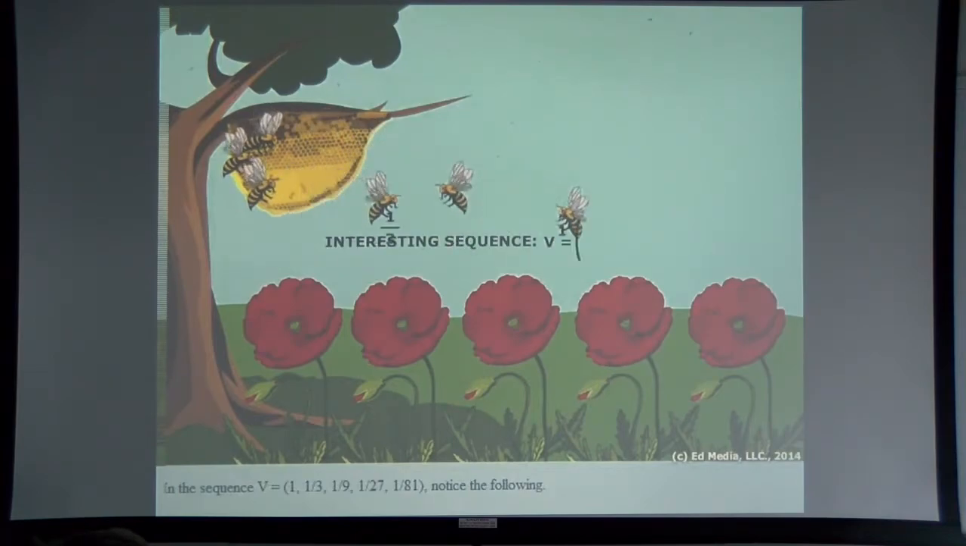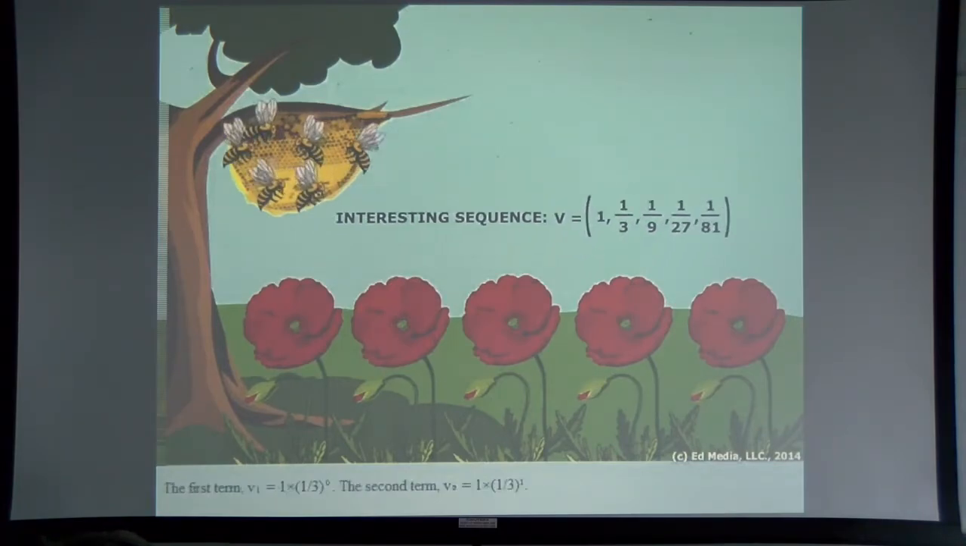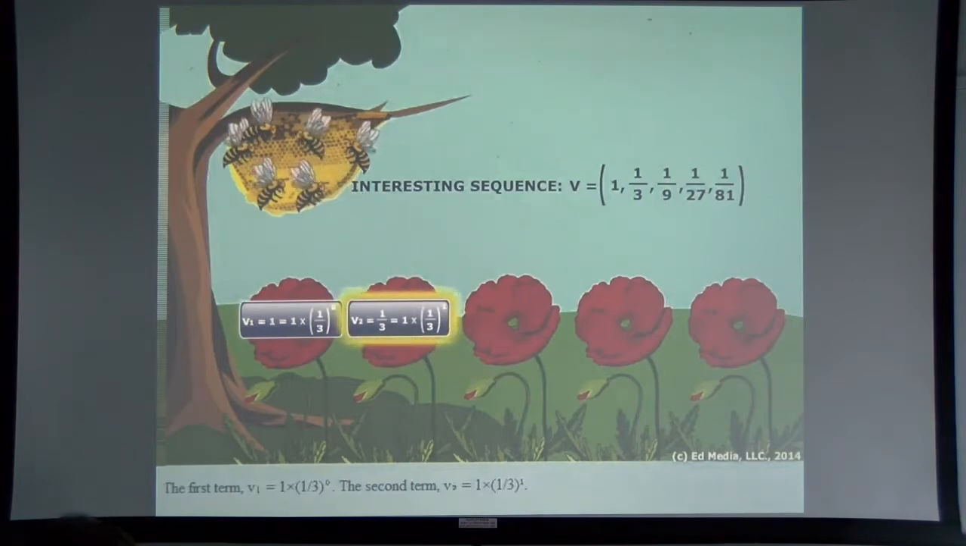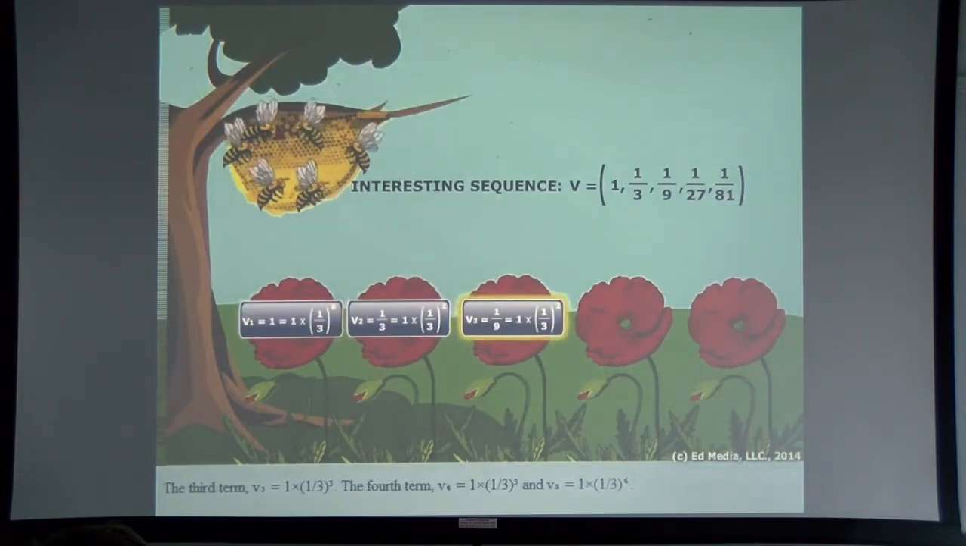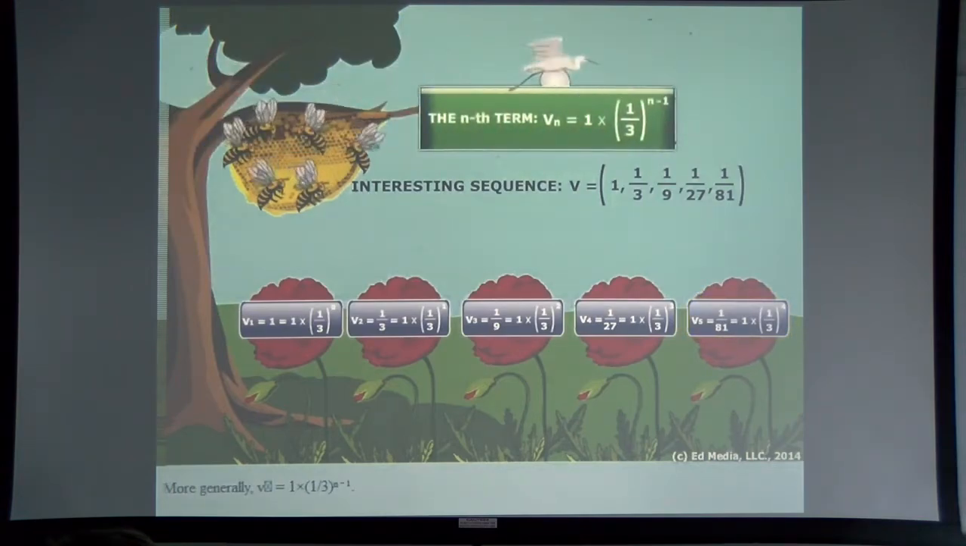In the sequence v equals 1, 1/3, 1/9, 1/27, and 1/81, notice the following. The first term, v1, equals 1 times 1/3 to the 0 power. The second term, v2, equals 1 times 1/3 to the first power. The third term, v3, equals 1 times 1/3 squared. The fourth term, v4, equals 1 times 1/3 cubed, and v5 equals 1 times 1/3 to the fourth power. More generally, vn equals 1 times 1/3 to the n minus 1 power.